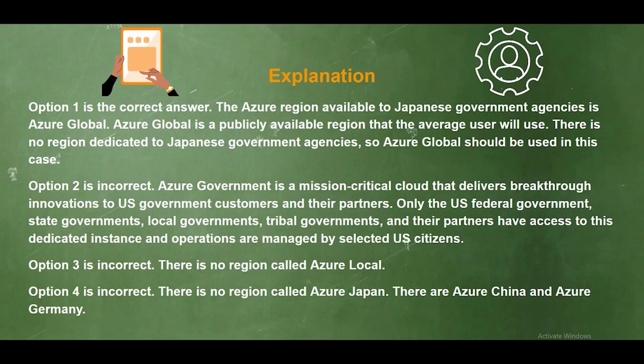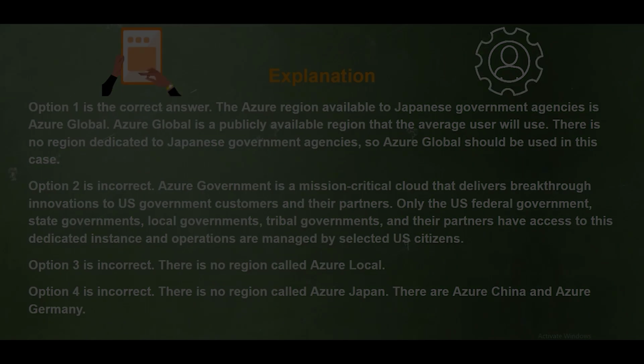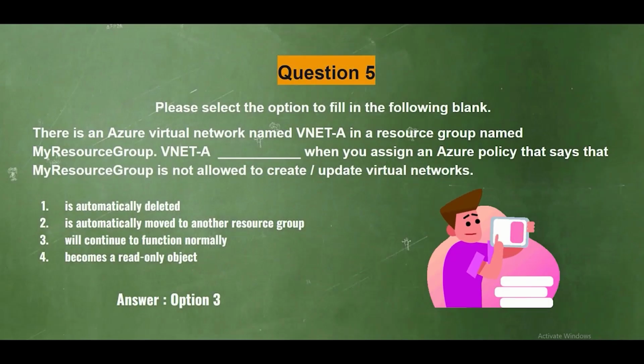Option 3 is incorrect. There is no region called Azure Local. Option 4 is incorrect. There is no region called Azure Japan. There are Azure China and Azure Germany. Question 5. There is an Azure virtual network named VNET-A in a resource group named My Resource Group.